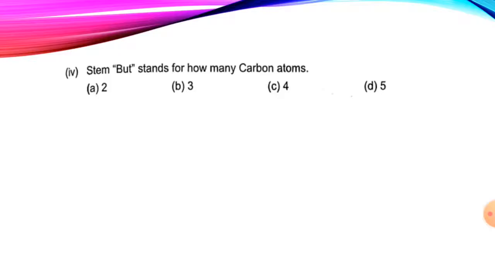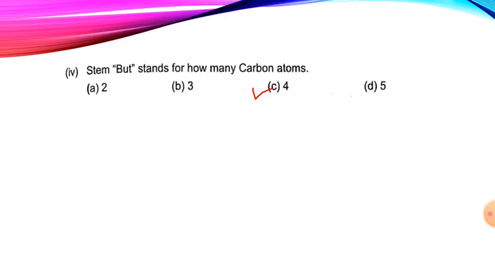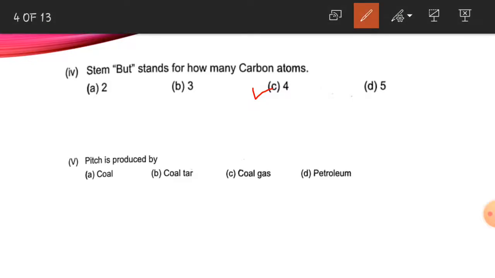The fourth MCQ asks that "but" stands for how many carbon atoms, and we have read about it that it means that the organic compound contains 4 carbon atoms. Pitch is produced by coal tar, coal gas or petroleum. We have read about it that pitch is the residue that is obtained after the collection of the coal tar.